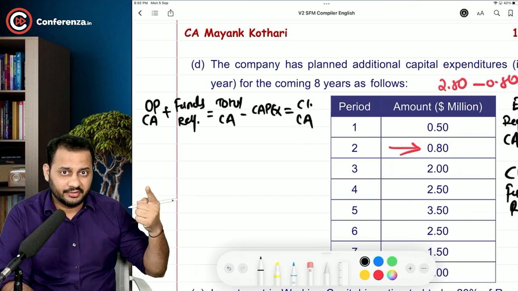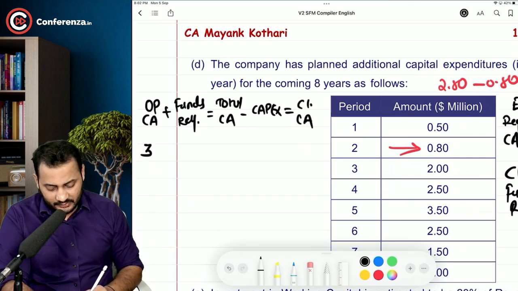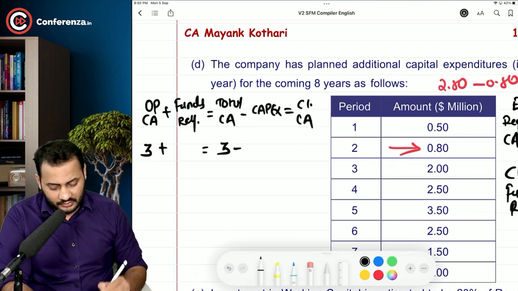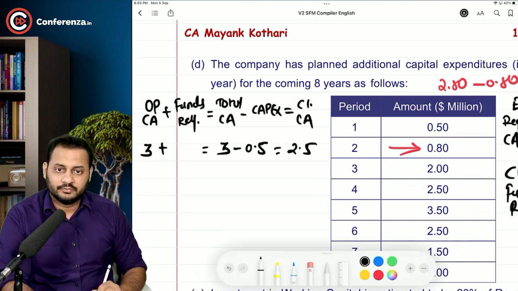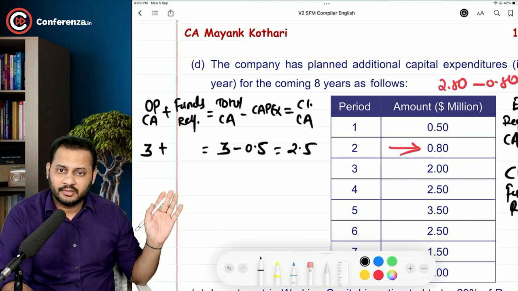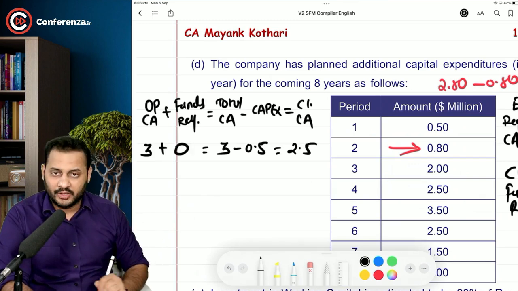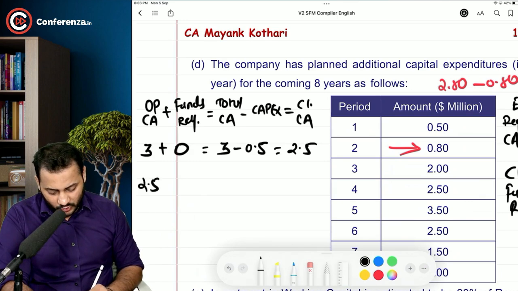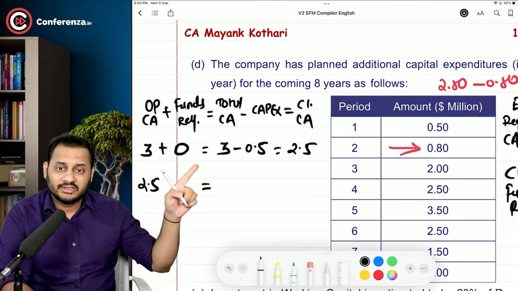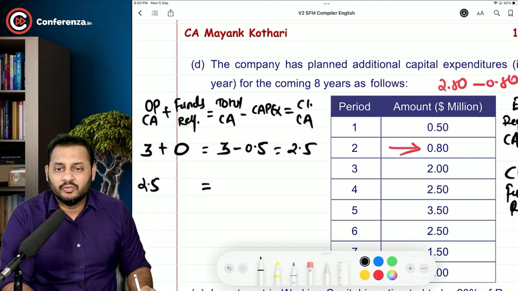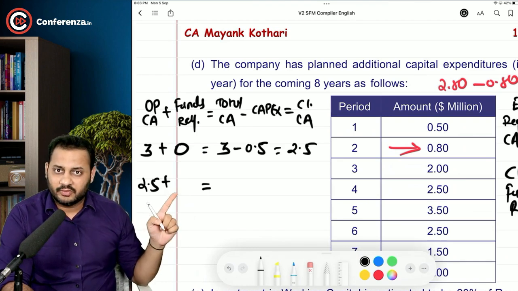In the very first year, 3 was the balance. So total current assets was 3. Capital expenditure required was 0.5 and the closing was 2.5. So we had an extra, right? And funds required, closing current assets. Cool. This was 0 at that time. Now what happened? 2.5 is the opening current assets. Now how much is the total current assets right now? It will be like 2.5 plus whatever the funds are.